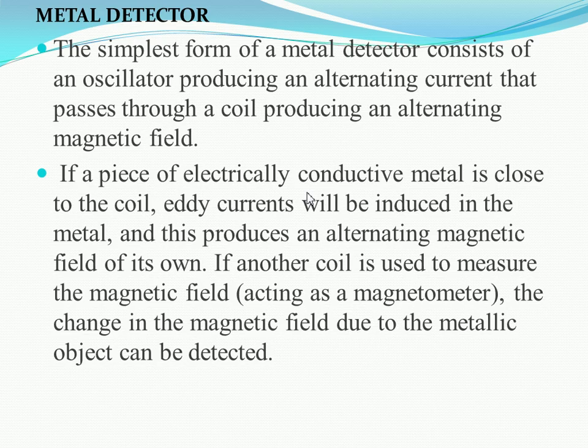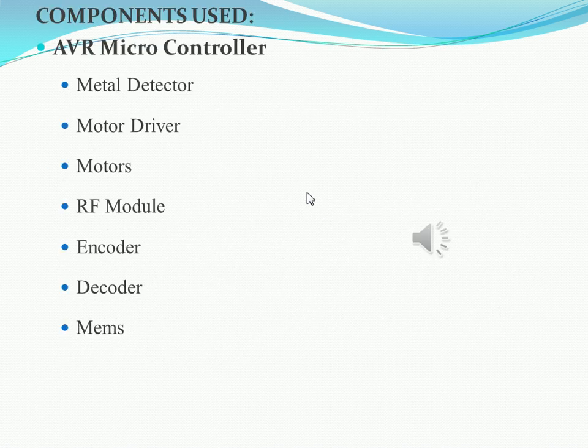A simple form of metal detector consists of an oscillator producing an alternating current, which passes through a coil so that it produces a magnetic field. The components used are metal detector, motor driver, motor, RF module, encoder, decoder, and MEMS.